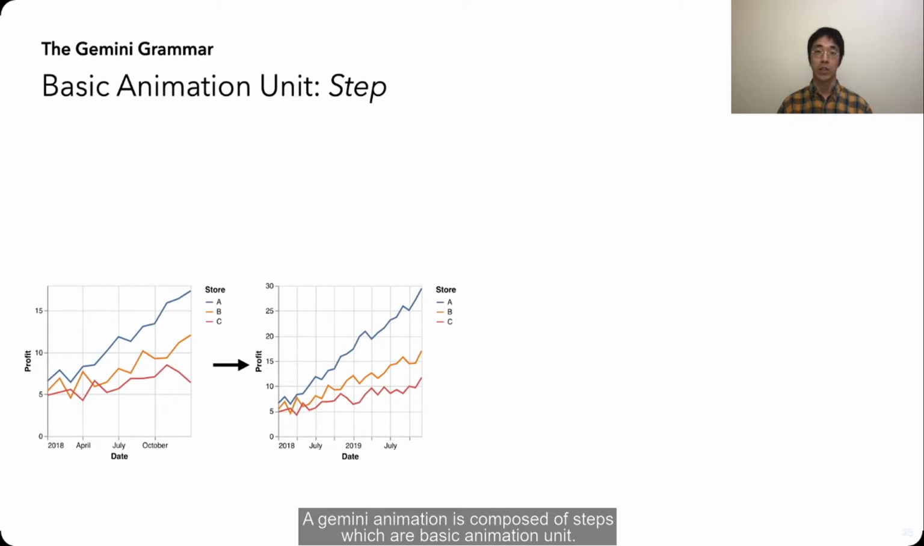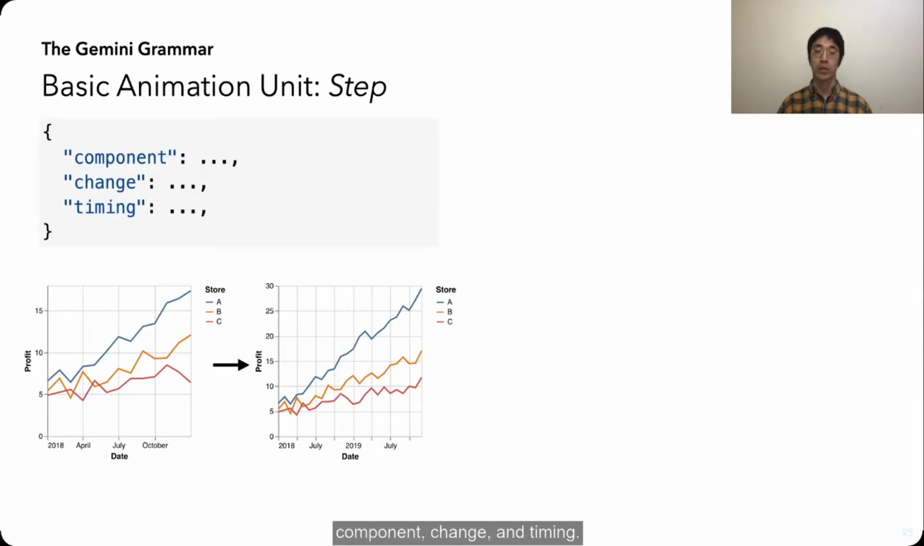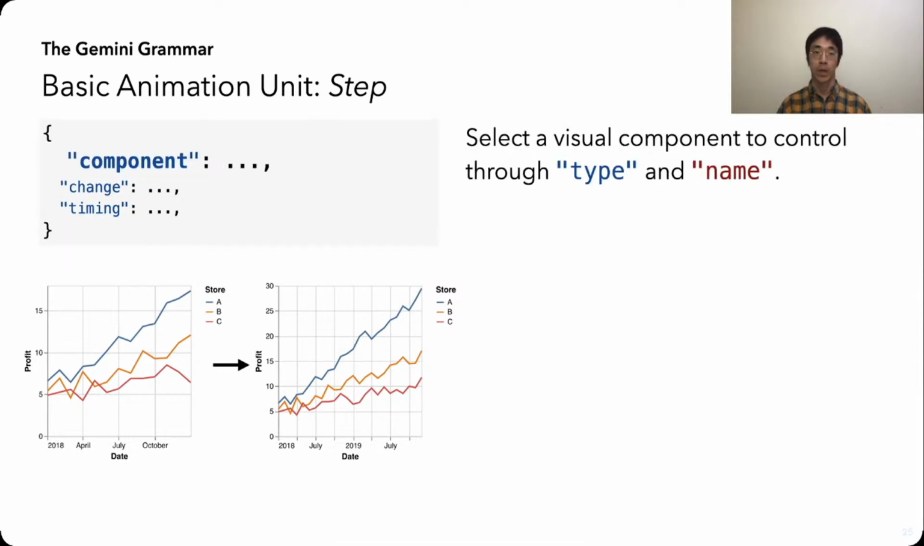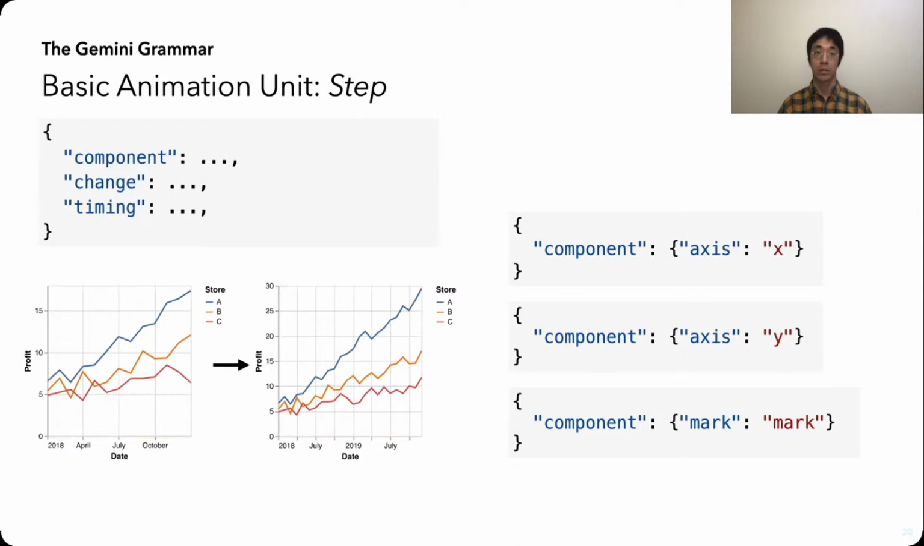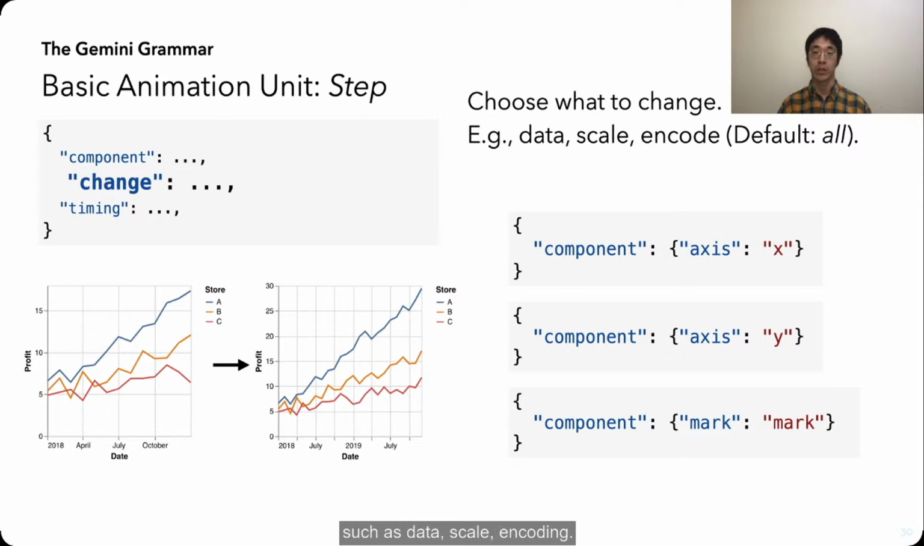A Gemini animation is composed of steps, which are basic animation units. Step is composed of three properties: component, change, and timing. Component is to select a visual component to control. It uses the type of the component and its name. Here I create steps of x-axis, y-axis, and line mark. Then step specifies changes of the selected component, such as data, scale, encoding. The default is changing all of them from the initial state to the final state.